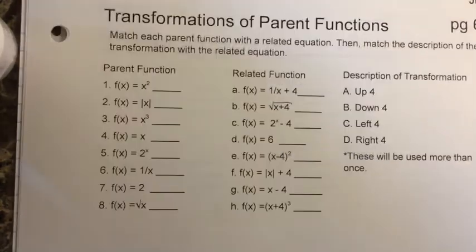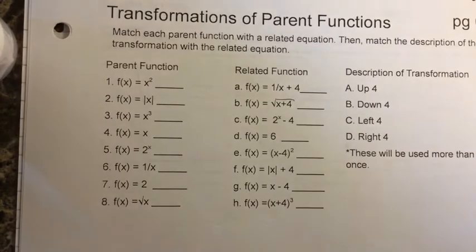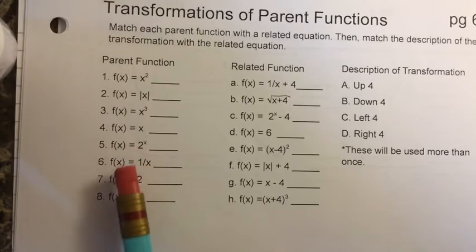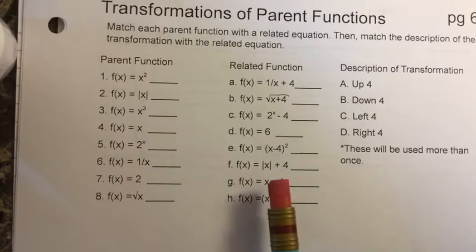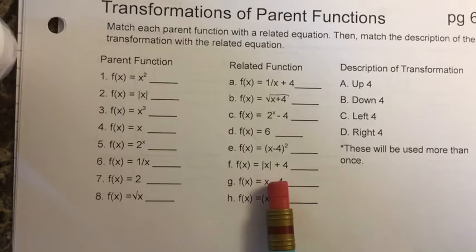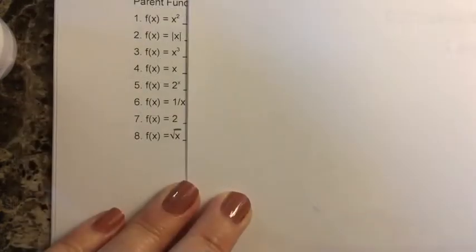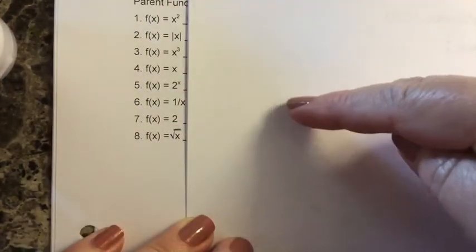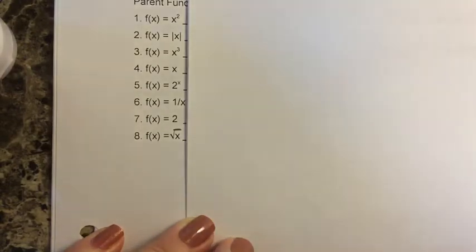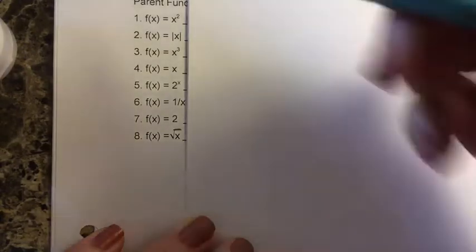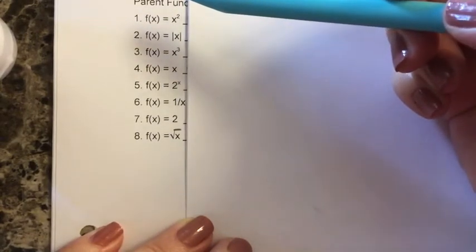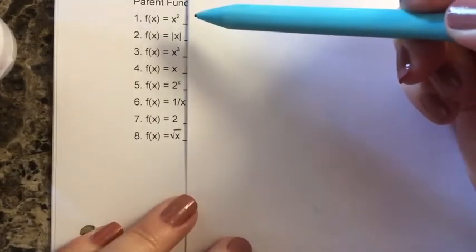The next thing I'd like for you to do is match this column of parent functions with this column of related functions. Hopefully you pause the video to match these parent functions with the second column of related functions. Quickly, I want to go through what type of functions these are. You need to be able to recognize exactly which one of those 8 types of functions you have.